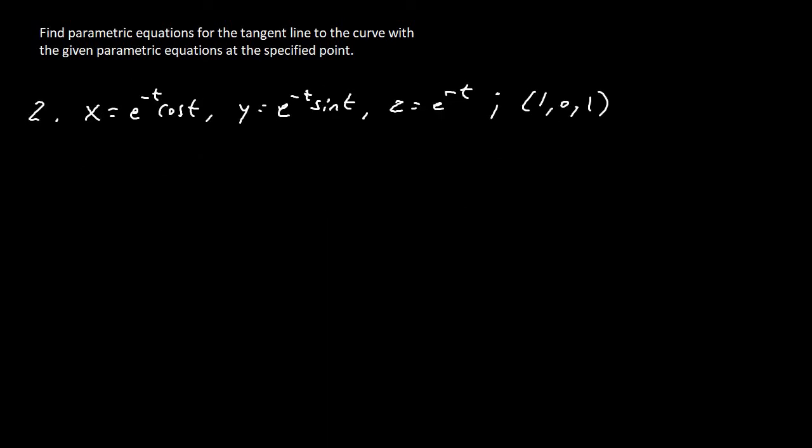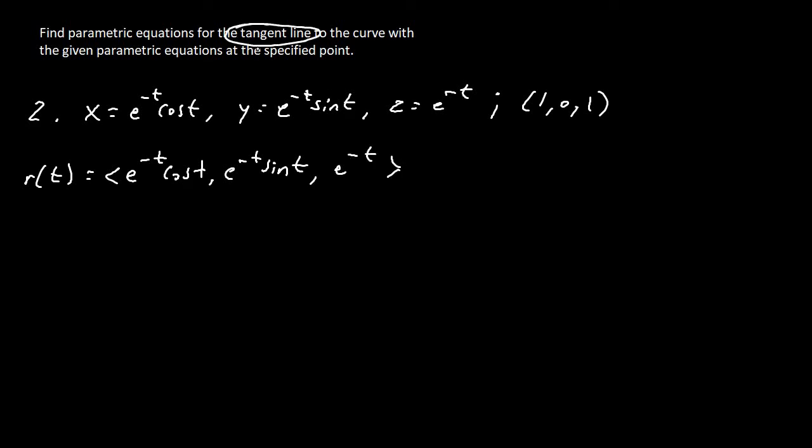So now for number 2, we have x equals e to the negative t cosine t, y equals e to the negative t sine of t, and z equals e to the negative t. So let's go ahead and find the r of t equation, or the vector equation for this. Now the vector equation is going to have the x component, which is e to the negative t cosine of t, comma the y component, e to the negative t sine of t, comma the z component, e to the negative t. Now since we're trying to find the tangent line, we must take the derivative.